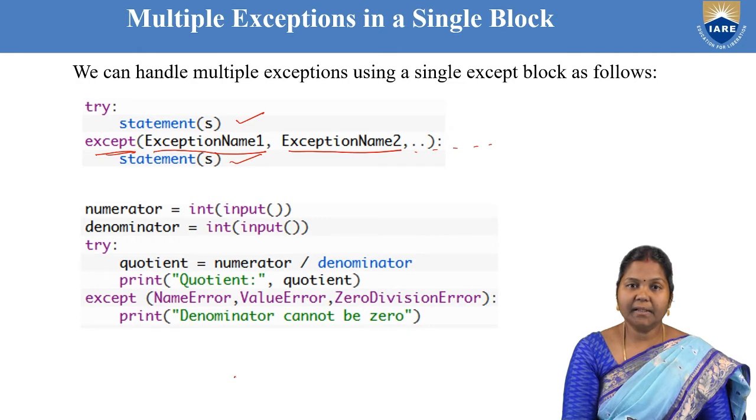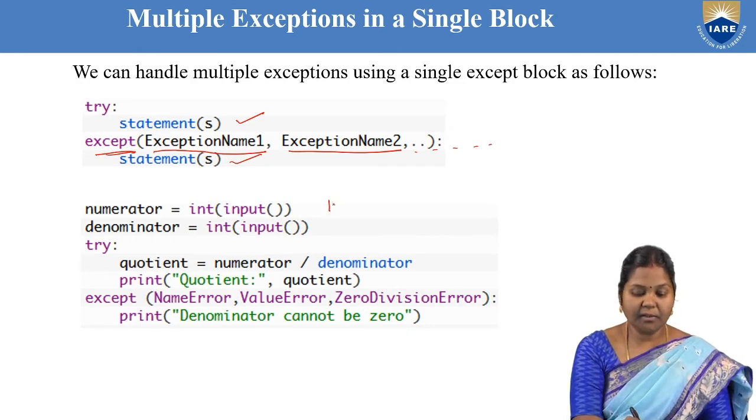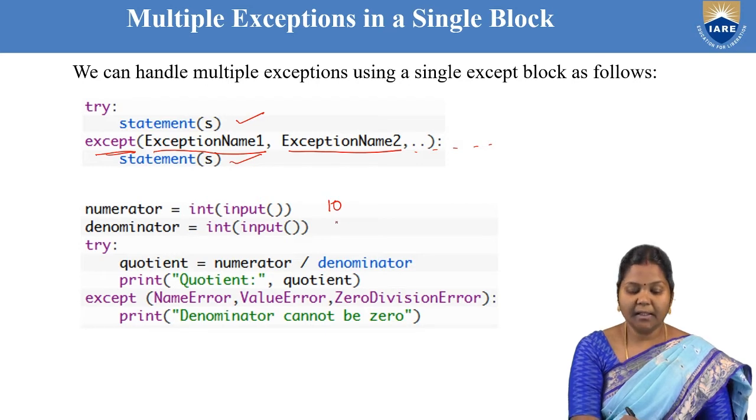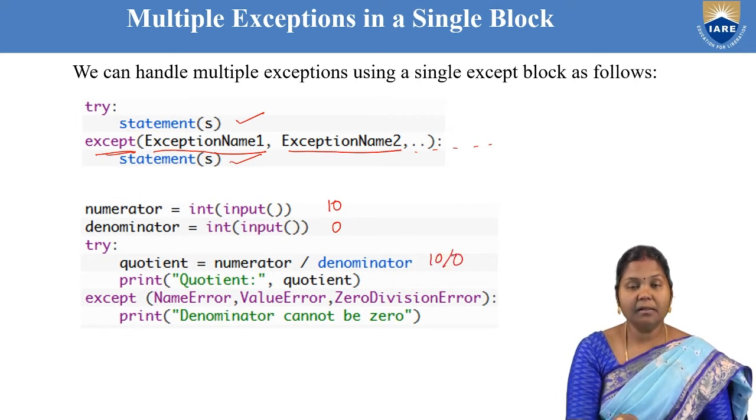So, let us see one example. In the same example, we will talk about where we are reading the numerator and denominator. Suppose the numerator is 10, denominator is 0. And in the try block, we are finding out the quotient. So, quotient is nothing but numerator by denominator. So, this becomes 10 by 0.